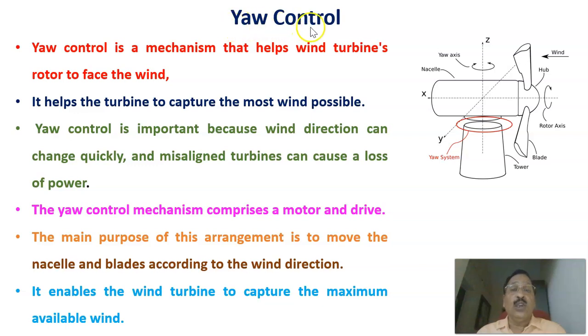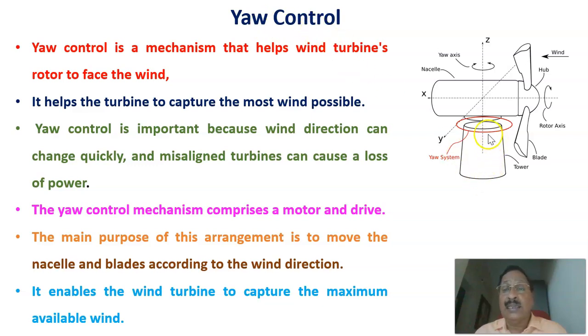The third control is the yaw control. Yaw control is a mechanism that helps the wind turbine rotor face the wind and extract the maximum power output. It helps the turbine capture the most wind possible. The maximum wind possible can be extracted by this yaw control.